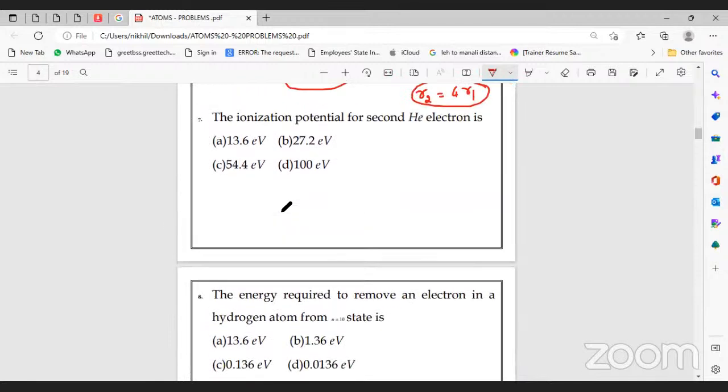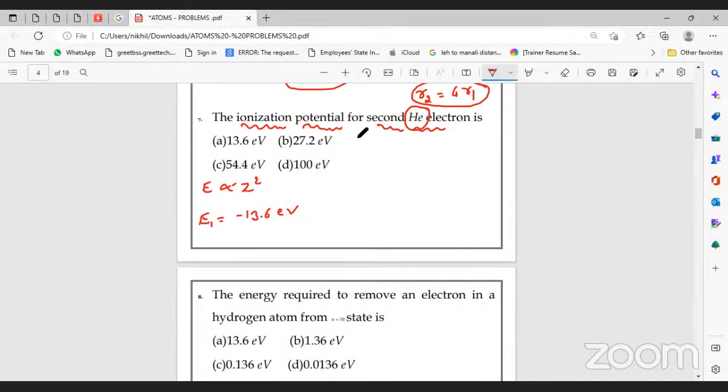Very important, students, here. What is the ionization potential of the second helium electron? They are talking about which element, students? For helium. Students, you have to be very, very smart in this case. You know that energy is directly proportional to Z squared, right? That is, m Z squared e to the power 4 divided by epsilon naught squared n squared h squared. You know what the energy in the first orbit is? That is minus 13.6 electron volt.